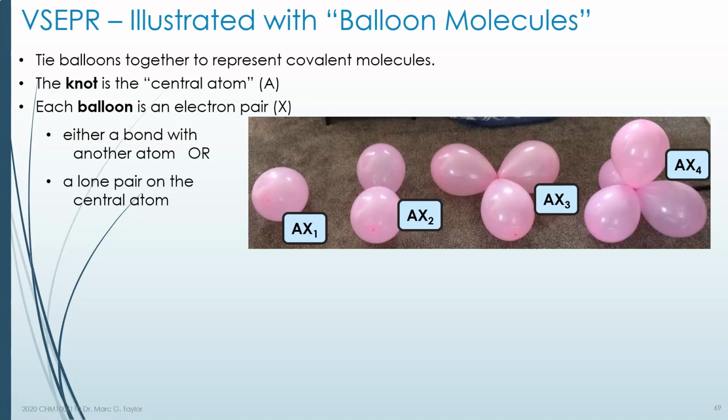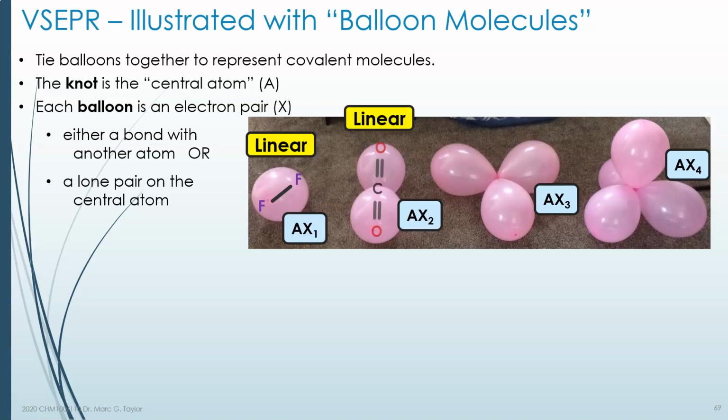And these shapes have names. The first shape, because it's just one balloon, it's a knot with a balloon. If you make a line from the knot to the end of the balloon, it's just a straight line, so that's a linear shape. Anytime you have two atoms, like fluorine bound to fluorine in fluorine gas, that's a linear shape. Any two atoms bound together will always be linear. There's nothing to figure out here.